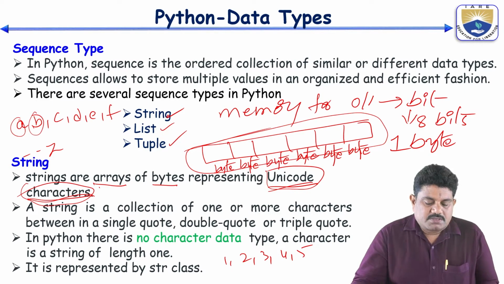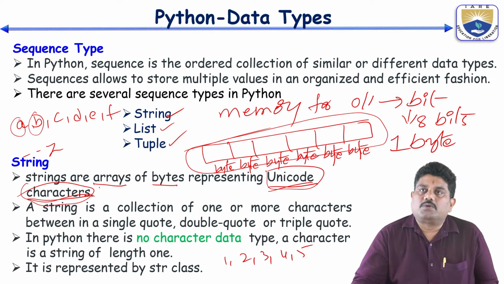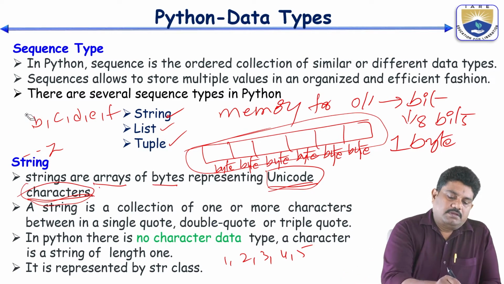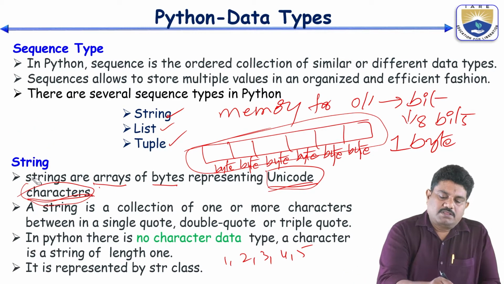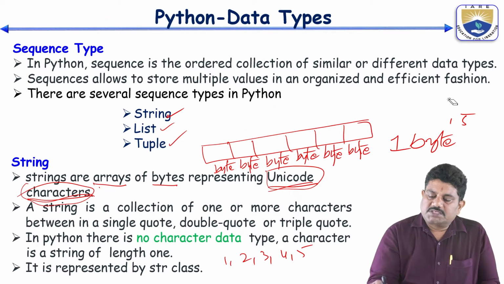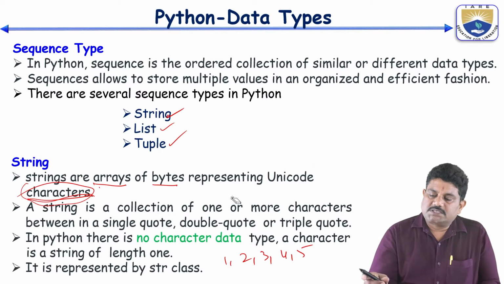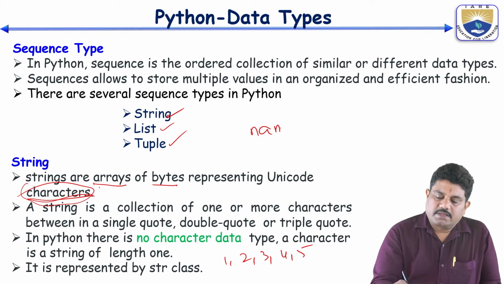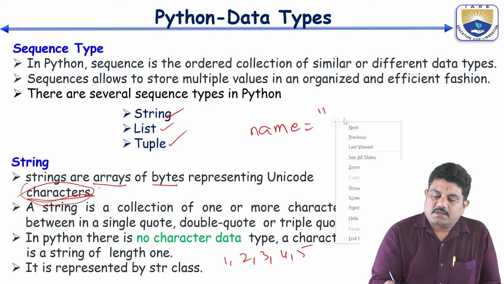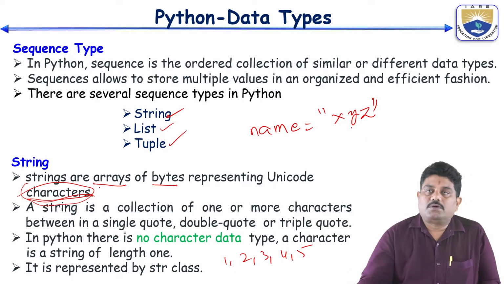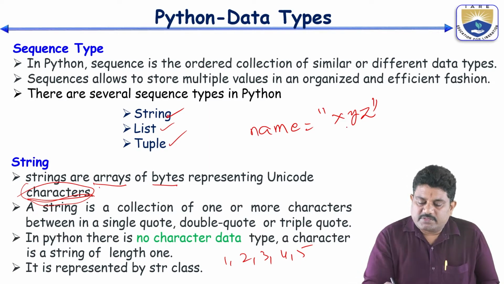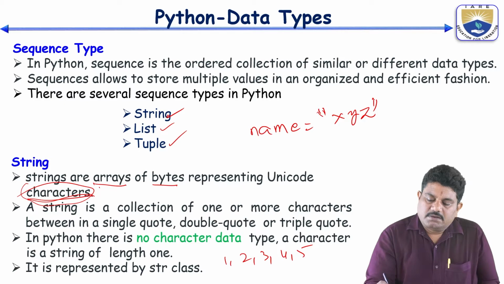That's it about it. A string is a collection of one or more characters between a single quote, double quote, or triple quote. How can you define a string in Python? A string is nothing but a collection of characters. For example, we'll take a name. I have written X, Y, Z like this. For example, name equal to XYZ. This XYZ I wrote in between double quotes, so now this becomes a string.